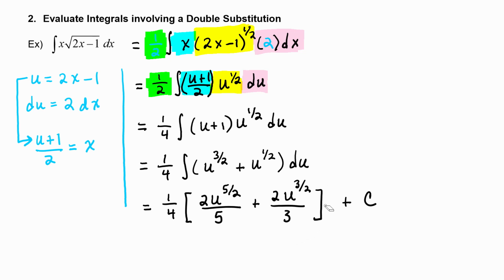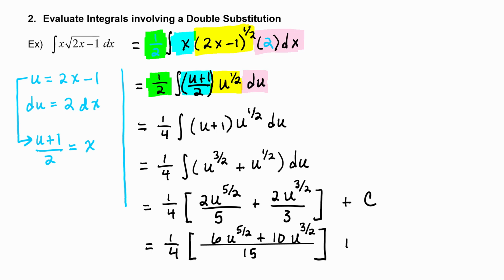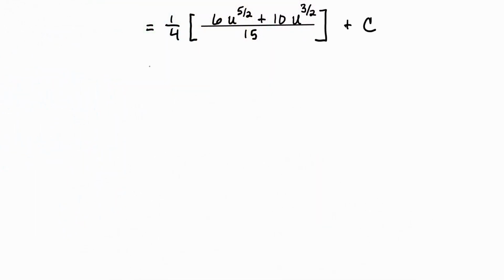What we are going to want to do is factor this. So we have 1/4 times the quantity. I recommend that you get the common denominator first, and between 3 and 5, that common denominator is 15. So this first term is going to become 6u to the 5/2, plus the second term will become 10u to the 3/2, plus a constant. We continue to simplify. 4 times 15 is 60, so we have 1/60 out front.